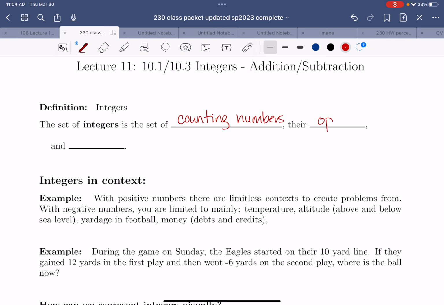They're opposites, meaning if I make them negative, right? And we want to throw in 0 as well. So that is 1, 2, 3, 4, 5 on up. Their opposites would be -1, -2, -3, and so on. And then also 0. That's our set of integers. So essentially we're working with negative whole numbers here.